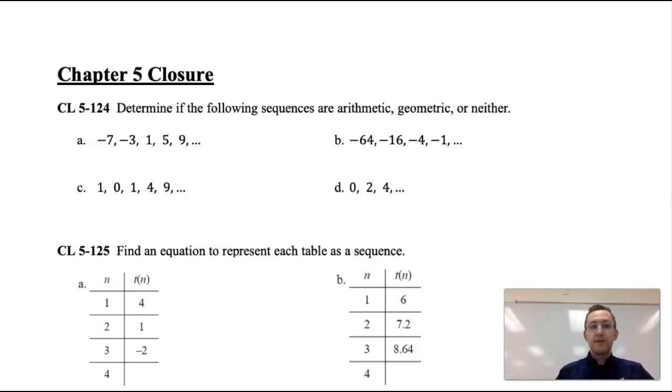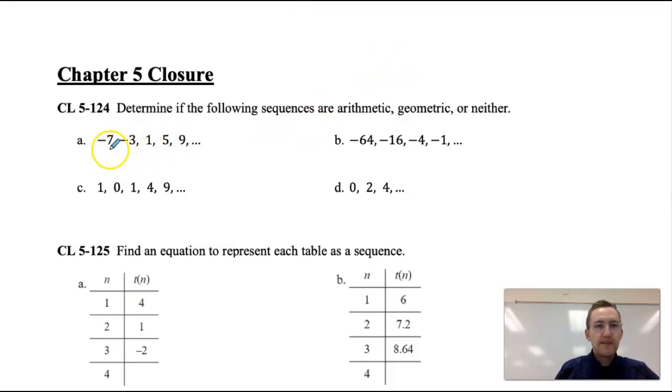We're going to start with 124. We want to determine if the following sequences are arithmetic, geometric, or neither. The best way to do this is to look between two terms and see what the difference is. If it's consistent, then we have arithmetic. If it's not consistent, then it's not arithmetic. But if we notice some other pattern, whether it might be in multiples as we go from left to right, then we might have geometric. Or if there's really no pattern whatsoever, then obviously it's neither. So let's look at A and see what we come up with.